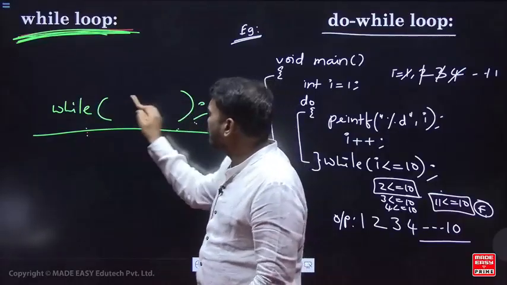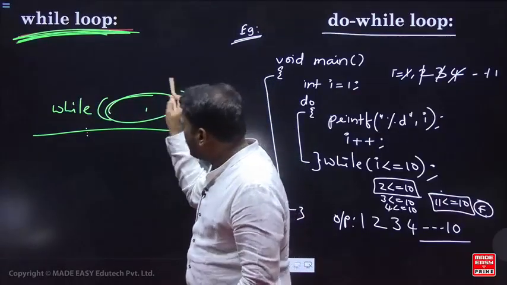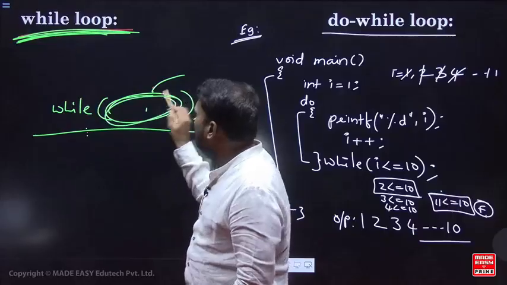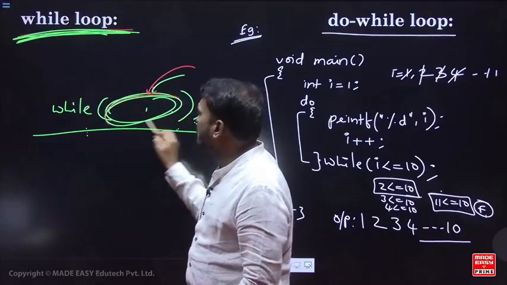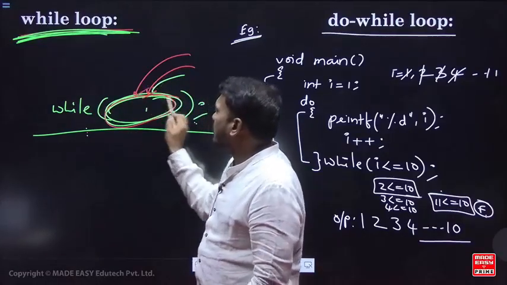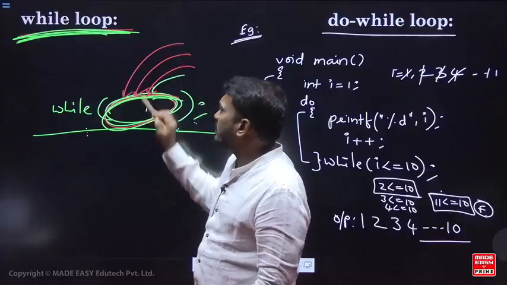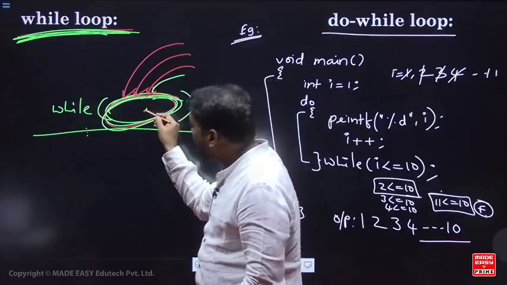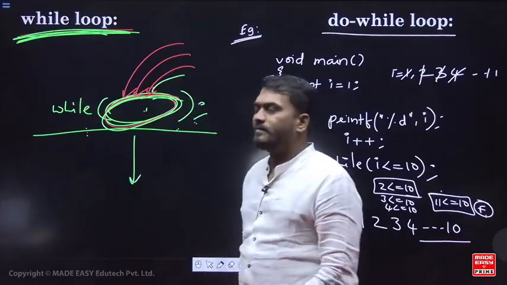If the condition is true here, execute the same thing once again. Condition is true, execute same thing once again. Condition is true, again execute the same thing once again. If the condition is false, you come out of the while loop.